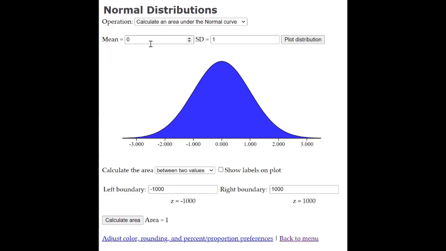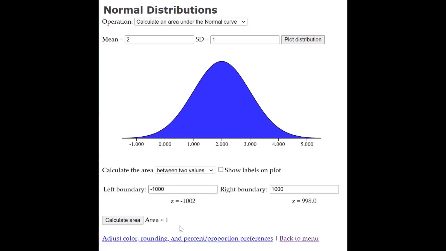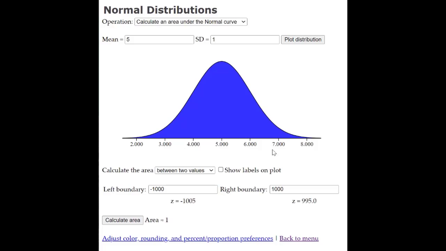Now, the question is, what if I change the mean? If I shift the mean and calculate the area, it's still 1, right? Shifting the mean just moves that center point. So we went from 0 to 2 to 5, but the shape is always the same. So number 3, normal curves with different means are centered around different numbers, is correct.